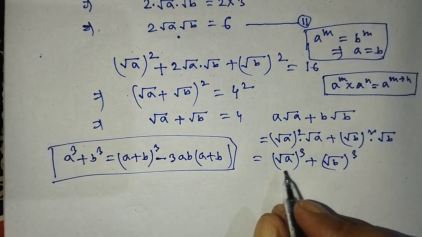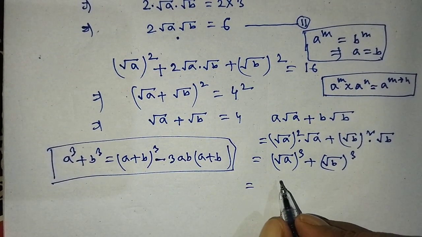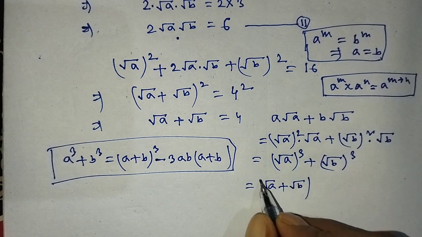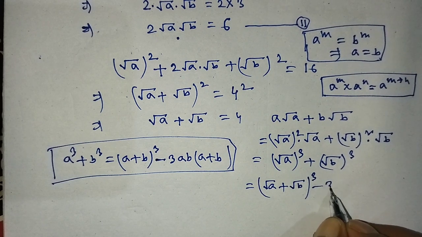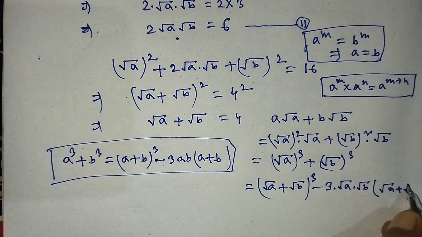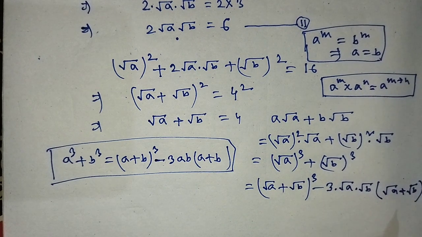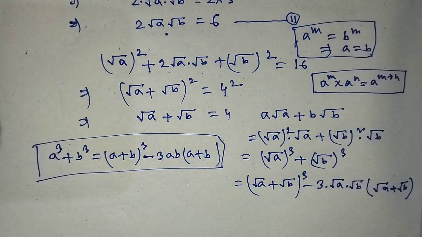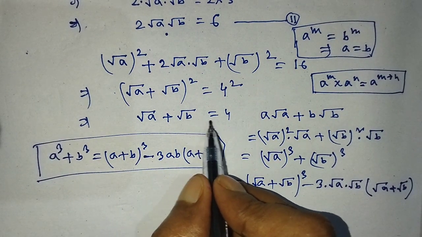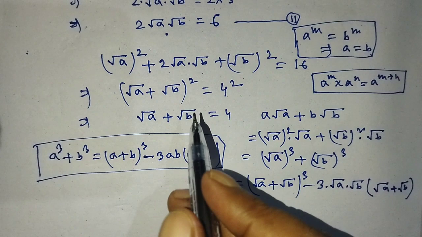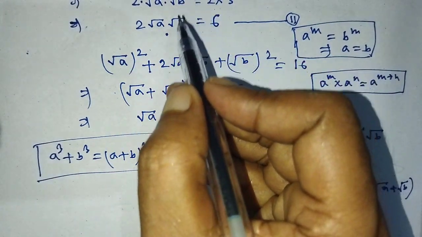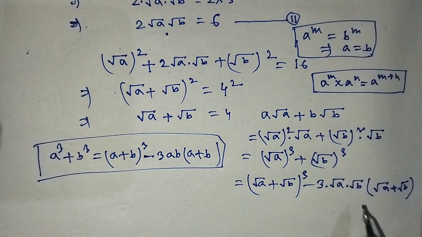Okay, so we can write here root a plus root b whole to the power 3 minus 3 into root a into root b into root a plus root b. So my dear students, after that we have to put the value of root a plus root b is equal to 4 and root a into root b is equal to 3. So both values we have to put in this algebraic expression.